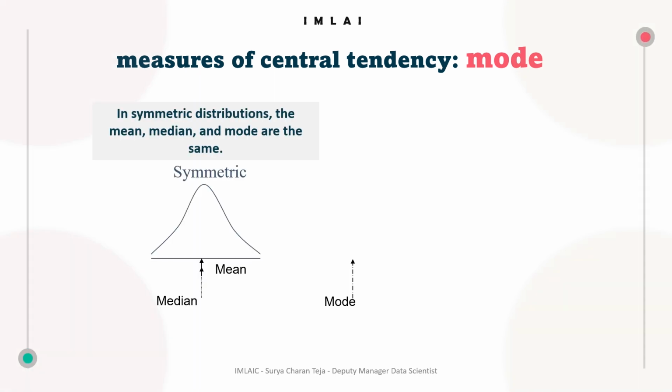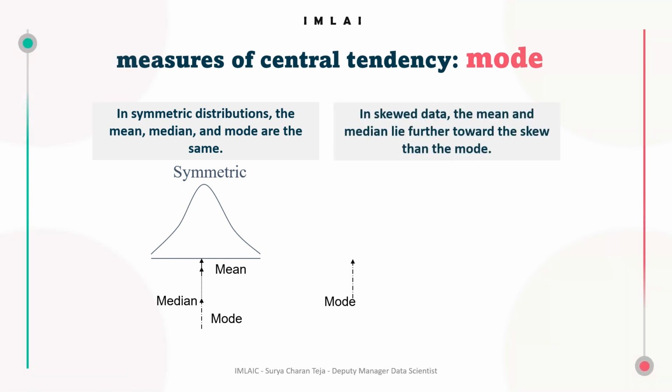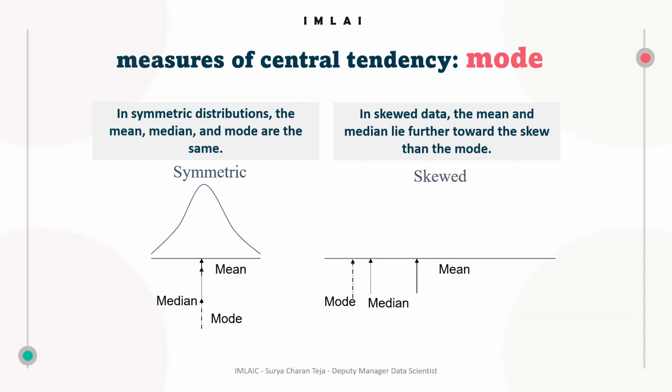In a symmetric distribution, the mean, the median, and the mode are the same, as you can see on the screen. In a skewed distribution, the mean and the median lie further toward the skew than the mode. That's the reason the mode gives a better representation when it comes to skewed data. We said median first, but now mode takes over from median for skewed data, whereas for symmetric data all are the same.